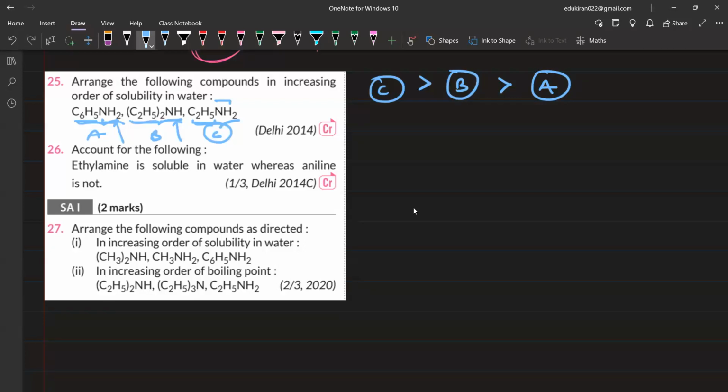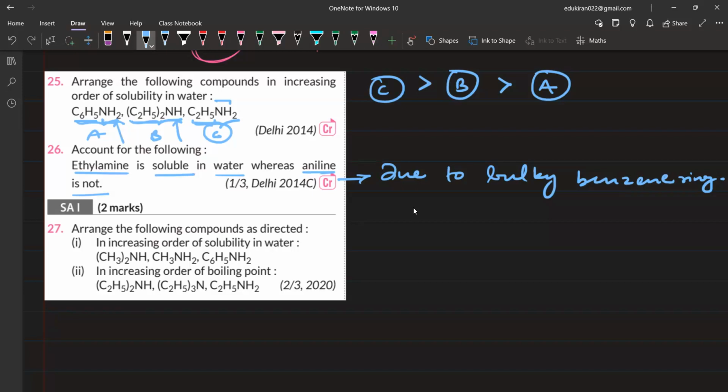We have written that anilines are less soluble because of the bulky benzene ring. Ethyl amine is soluble in water whereas aniline is not. The reason is due to the bulky benzene ring, and it is not soluble. Ethyl amine is soluble because it has hydrogen bond.